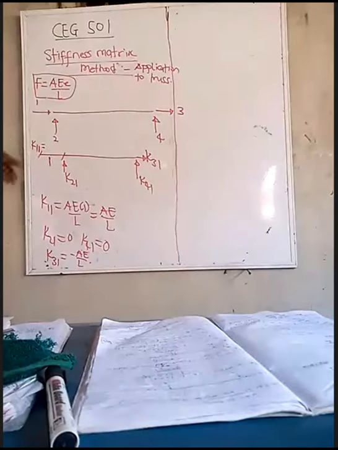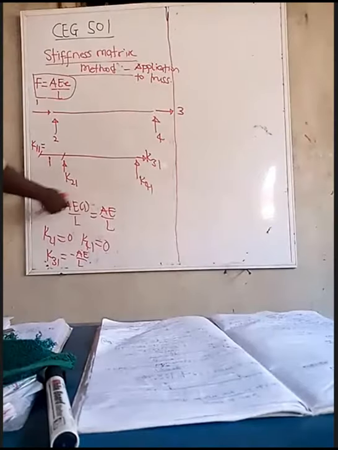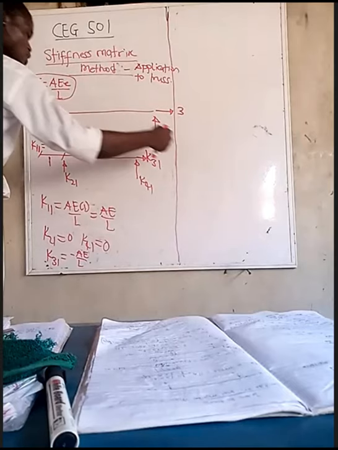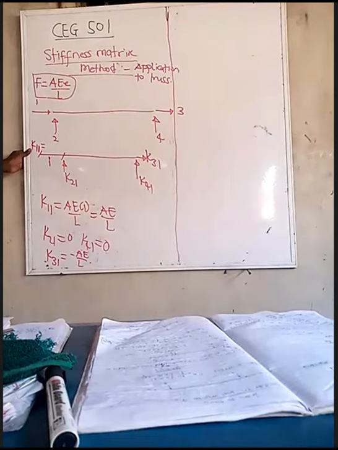Please, can you explain that K31 again? Since this is the unit displacement in the horizontal direction, and K31 also is directed in the horizontal direction, and we have gotten AE over L, this one also must balance it. This is AE over L, we must have minus AE over L as well. So since this is positive, K31 will be negative, which is minus AE over L. Is that clear now? Yes, thank you.